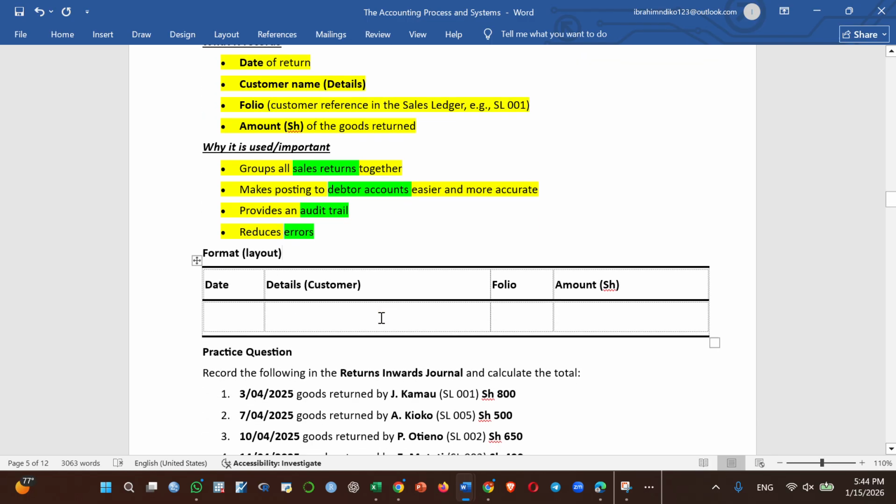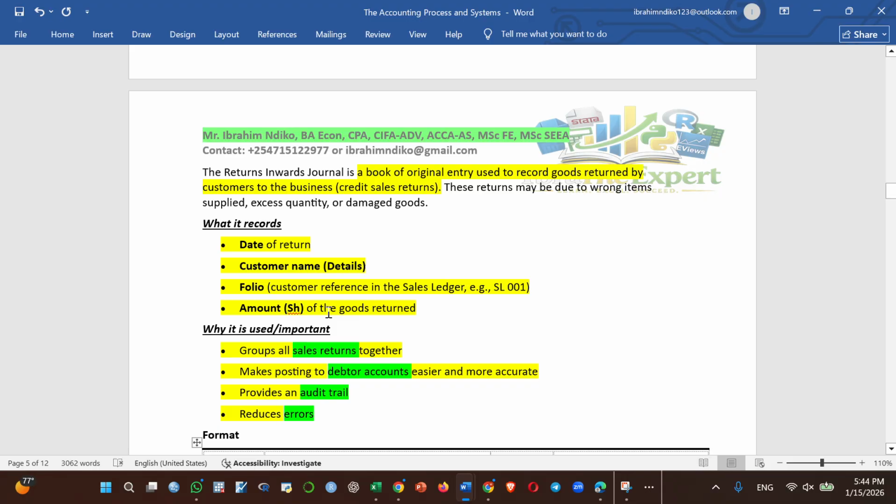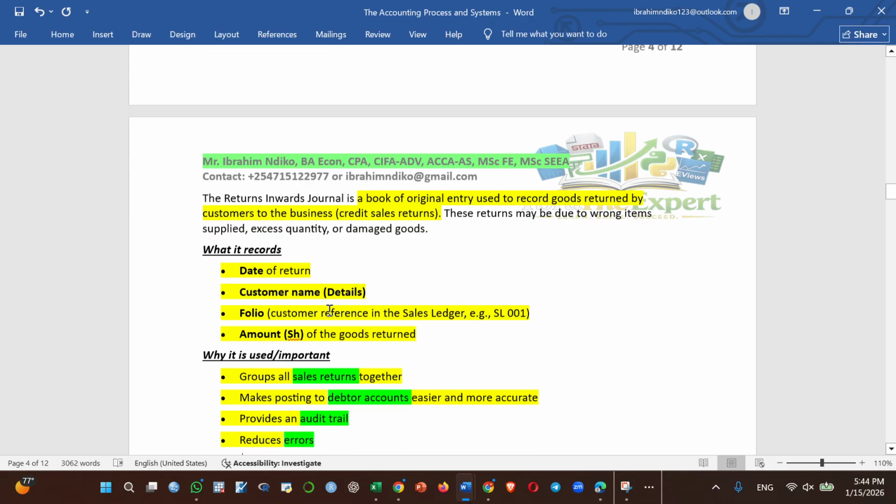That is it. This is the format. You can see it here. So that is the format. This format is the same: date, details, folio number, the amount. So there is no difference. It is the same.